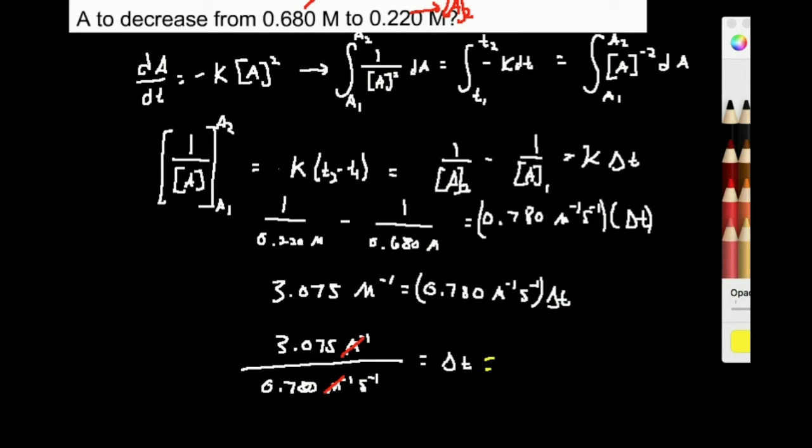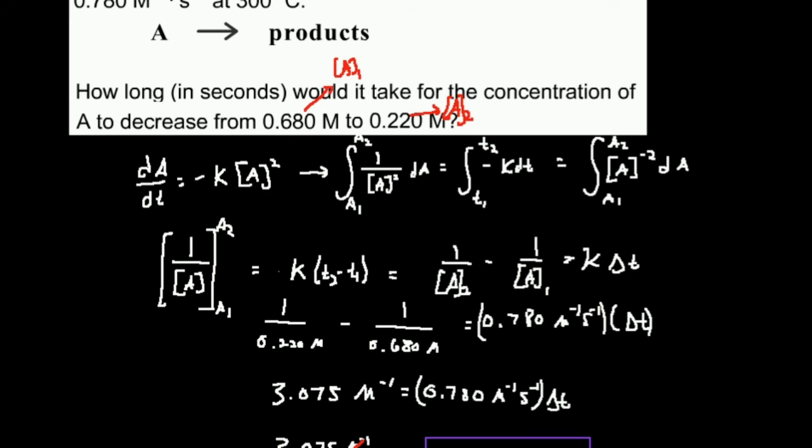So let's figure out what this is. 3.075 divided by 0.780, and I get that this is approximately equal to 3.94 seconds. That's the time it takes ultimately to decay from 0.68 molar to 0.220 molar for a second order reaction.